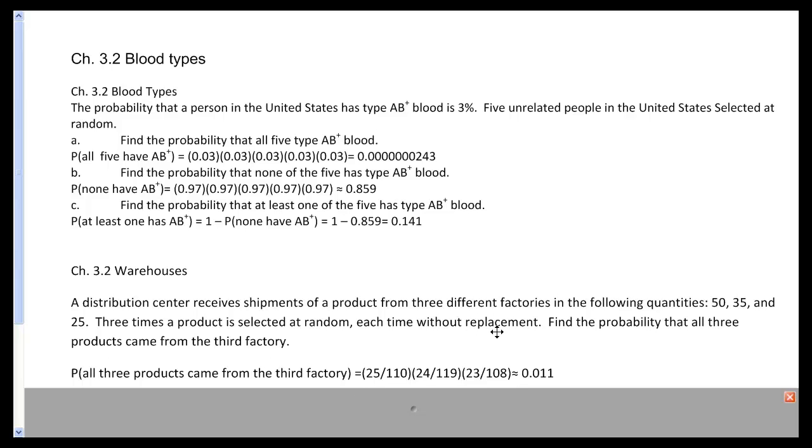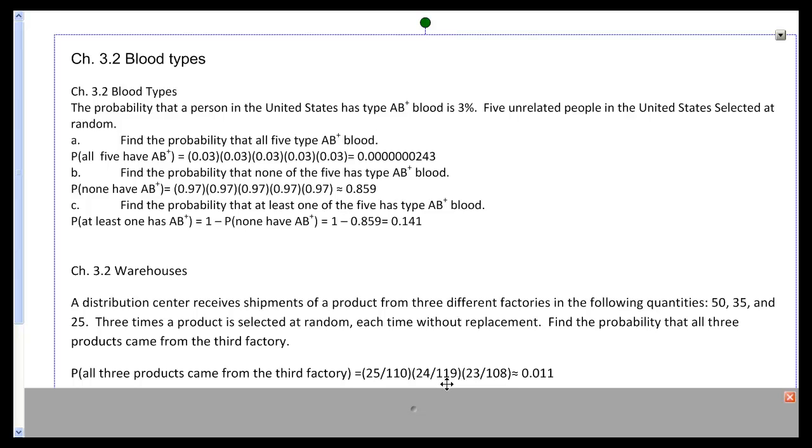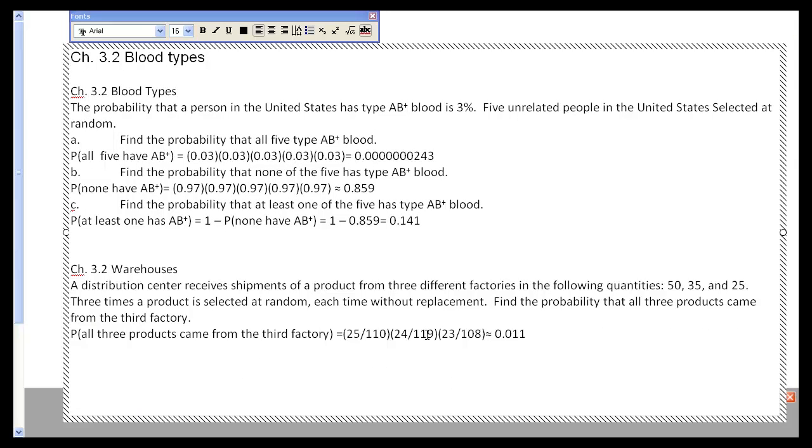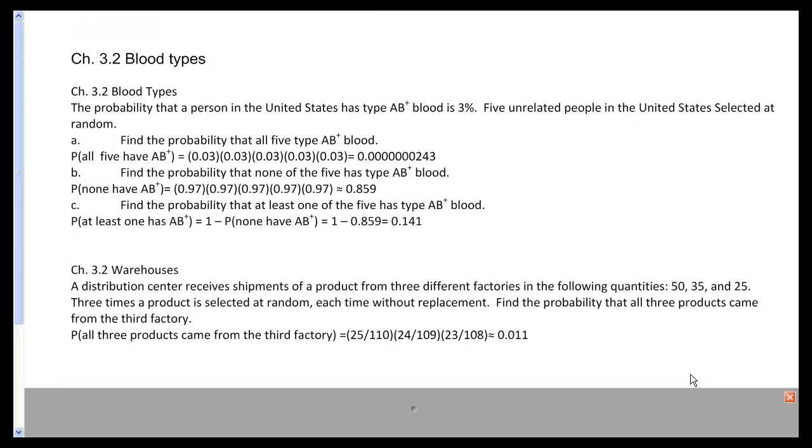Now, since it's not being replaced, it drops down to 24 over 109. This should actually be 109. Let me switch that. Okay, and then you're going to have 23 over 108. Because it says without replacement, I drop the numbers down each time. And when you multiply all of those, that's going to give you 0.011. And that's the warehouse problem.